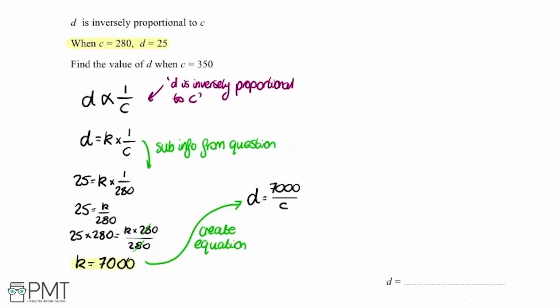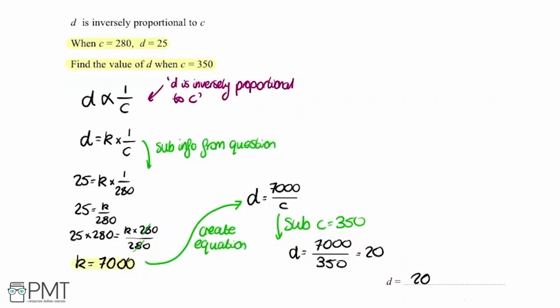So now we get to the final part of the question, which is find the value of D when C is 350. So we're going to sub in C is 350. And then we'll have a value for D. So we'll have D is 7,000 divided by 350, which is 20. So our answer here is that D is 20.